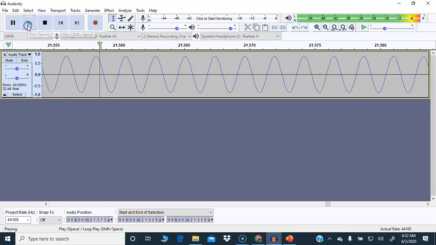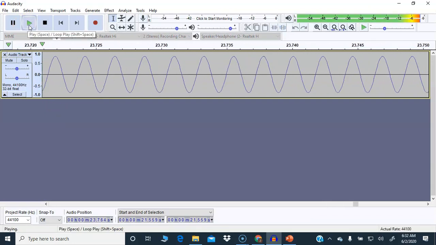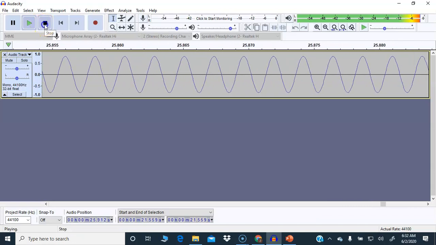So we'll go ahead and play that. And you see it moving. So 440 of those cycles, from the top of one wave down, back up to the top of the next, 440 of those are passing each second.